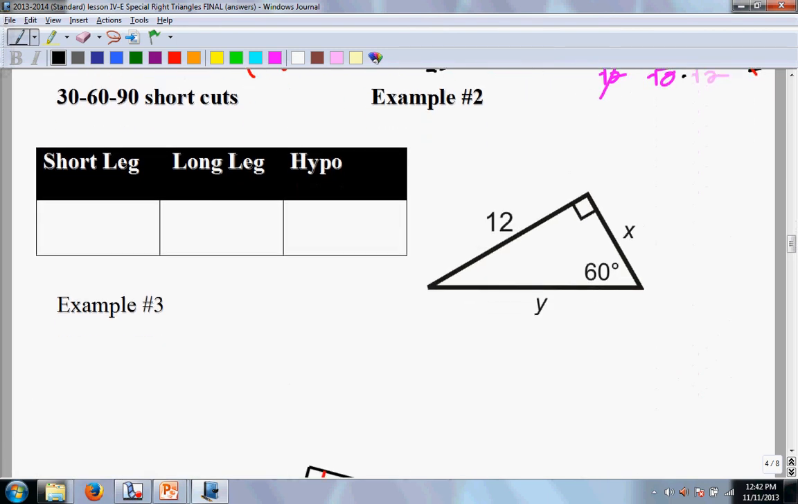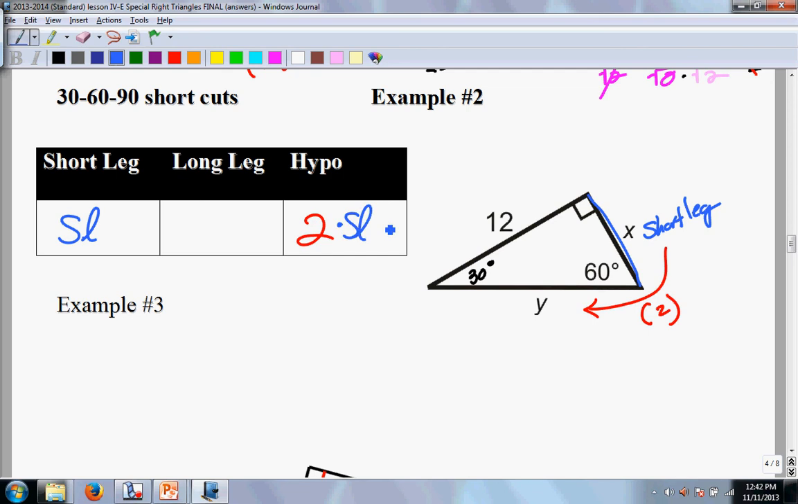In a 30, 60, 90 triangle, there's a little bit more to keep track of. Everything starts and goes back to the short leg. So let's label your short leg. Your short leg is always across from the 30 degrees. So this is our short leg. We start with the short leg, I'm going to use SL. To get to the hypo, you simply times by 2. You double it. So the hypo is 2 times the short leg.